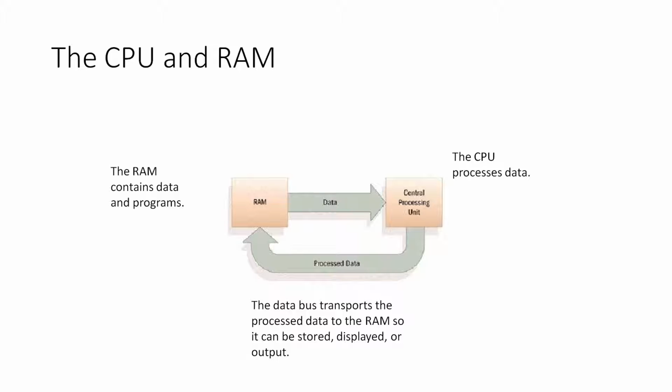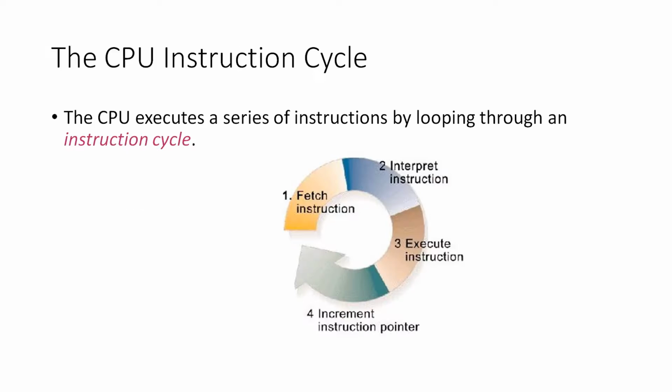The CPU and the RAM. The RAM contains data and programs. The CPU is going to process all the data. The data bus in between transports the processed data to the RAM so that it can be stored. We can store the data on our hard disk, or on any external memory storage device, or it can be displayed on the output screen, on the monitor, or played in the form of music.